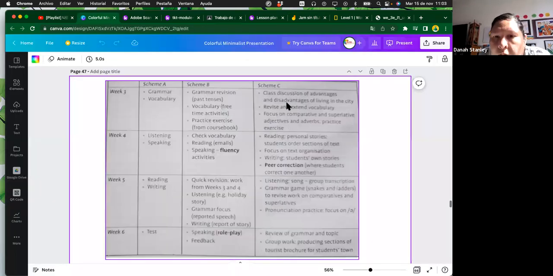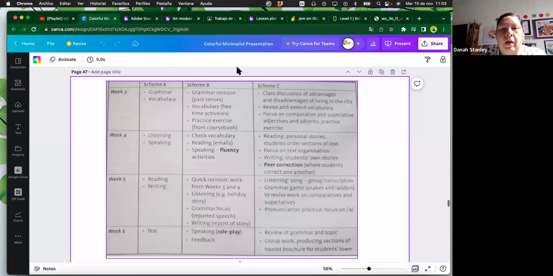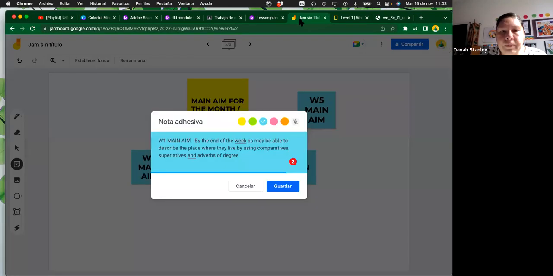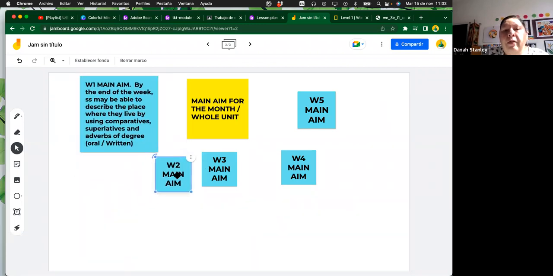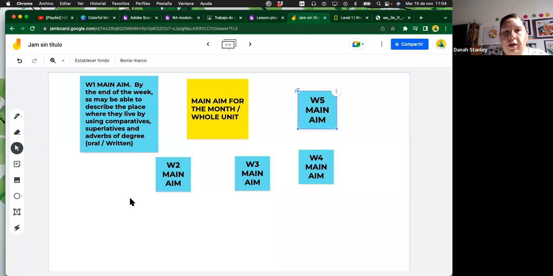In here, well, it's vocabulary, I don't know, by writing some, they are going to write sentences, oral and written, let's put that. So, this is my week 1 main aim. I'm going to do the same with the rest of the weeks.